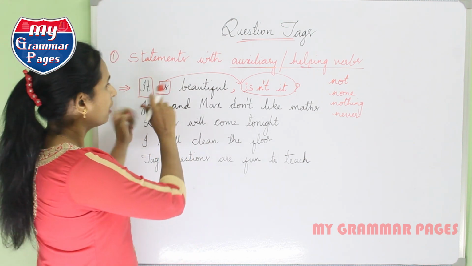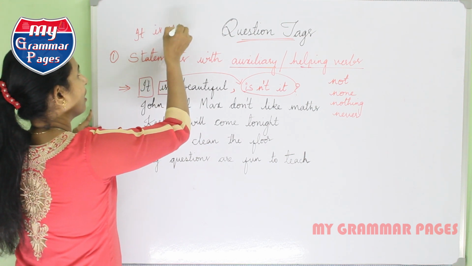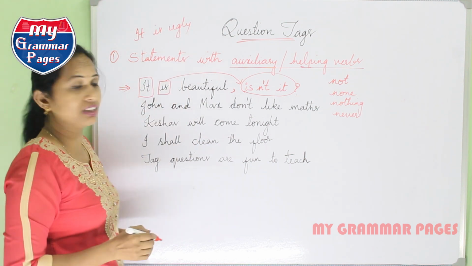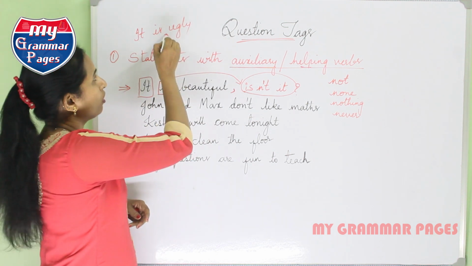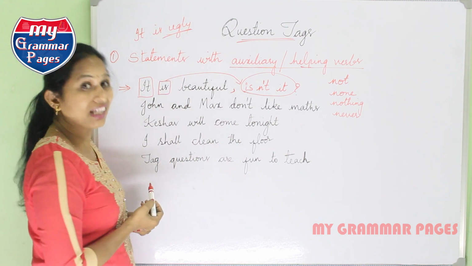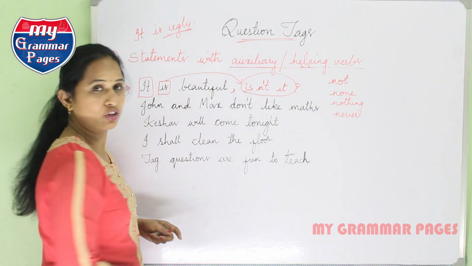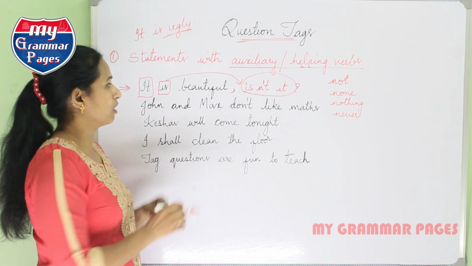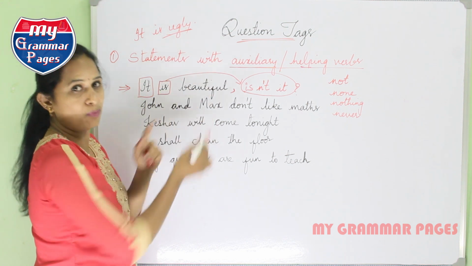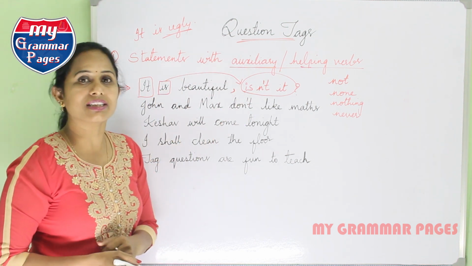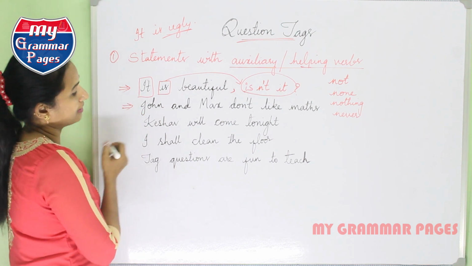For example, I cannot say "it is ugly" is a negative statement. You shouldn't see the meaning of the sentence, but you need to see only the addition of these words in order to make it a negative statement. So we don't have any such word here, so we are considering this as a positive statement and we are writing the tag in the negative way.